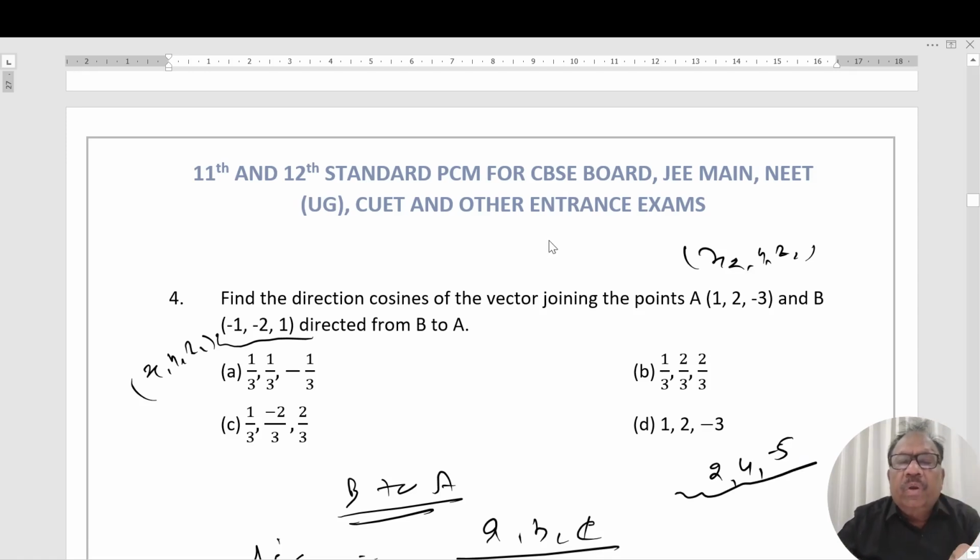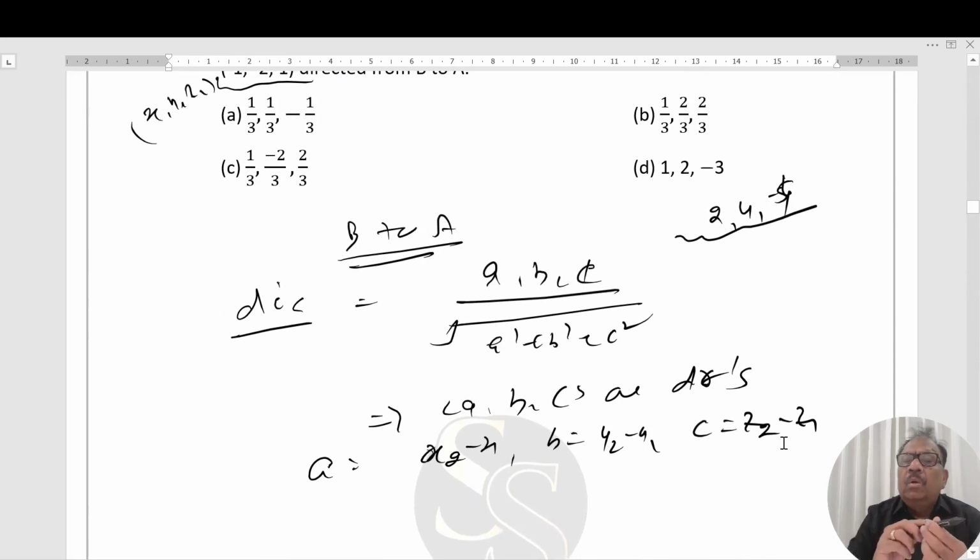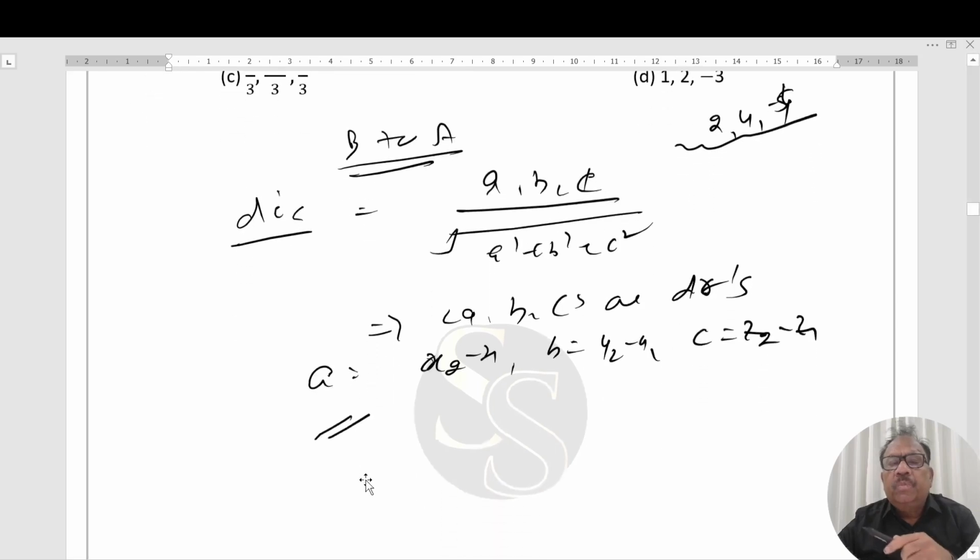Again, let's see. Find the direction cosines of the vector joining B to A. B is point x2, y2, z2 and this is x1, y1, z1. x2 minus x1 is 1 plus 1, 2 plus 2 is 4, minus 3 minus 1 comes out to minus 4. And for direction cosines, put the values of a, b, c and this will be the final answer. Right? Simple calculation is remaining now.